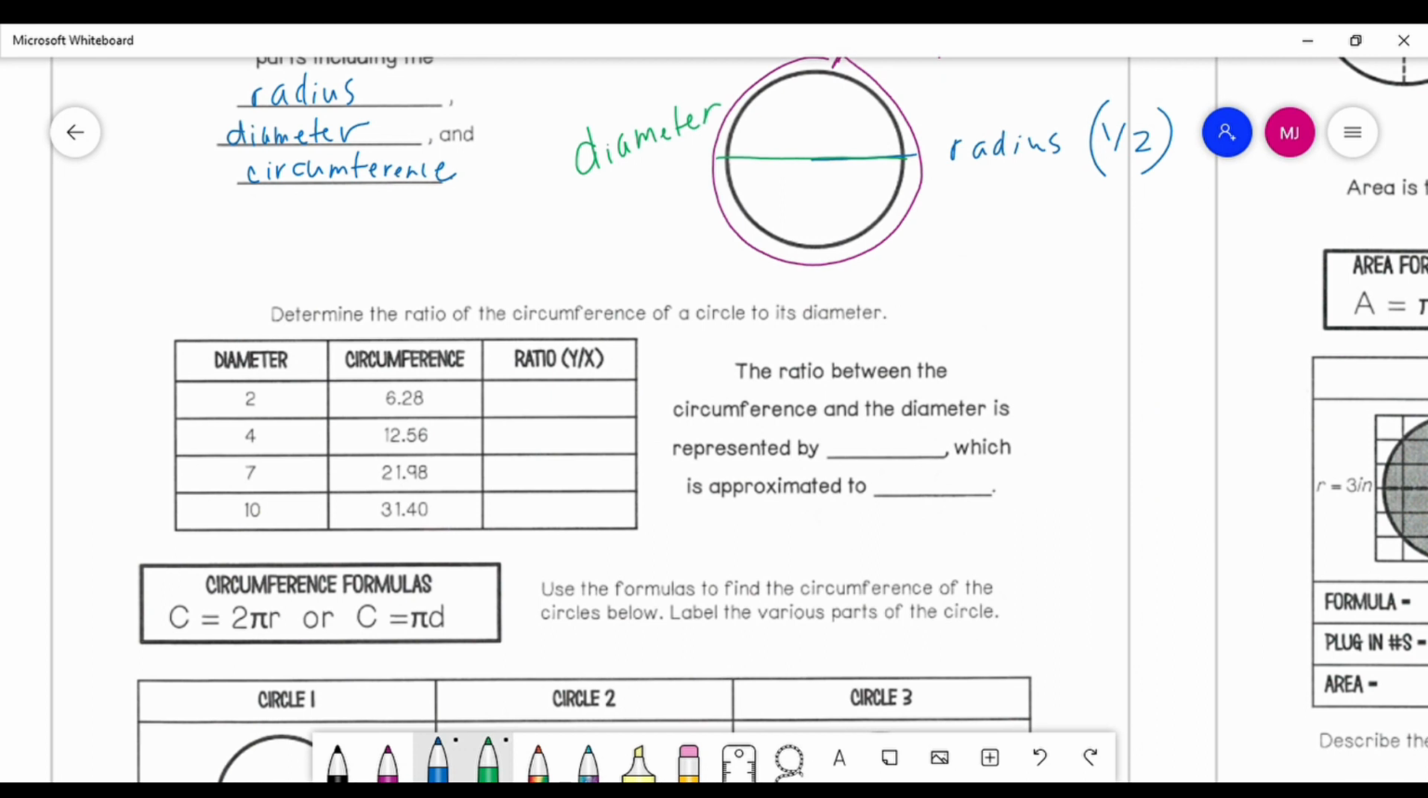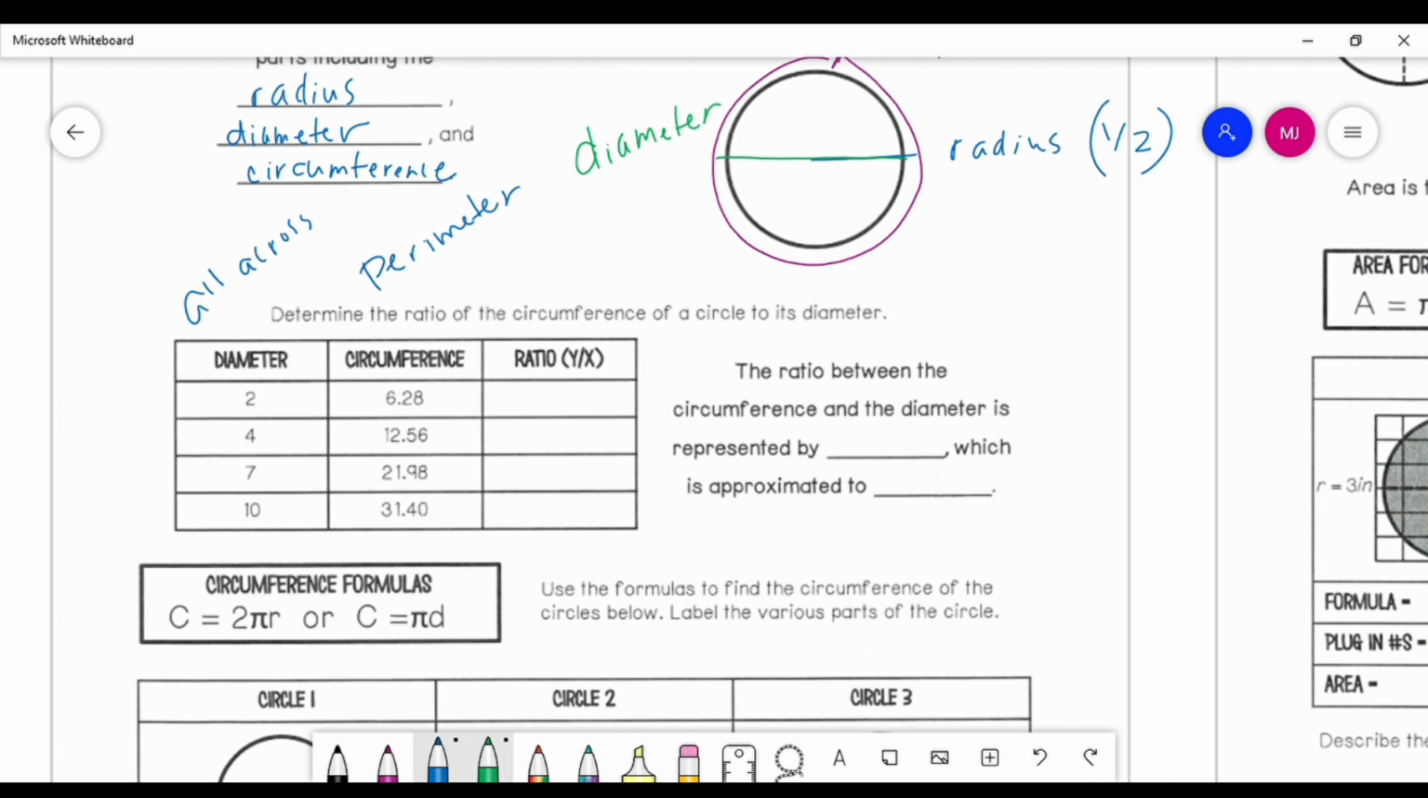Determine the ratio of the circumference of a circle to its diameter. So circumference, again, that's like perimeter. And diameter is all the way across. So we're talking about ratios. Ratios was one of the first things we learned. Do you see anything in this table that looks familiar to you? The X and the Y. The circumference side and the diameter side. The X and the Y.